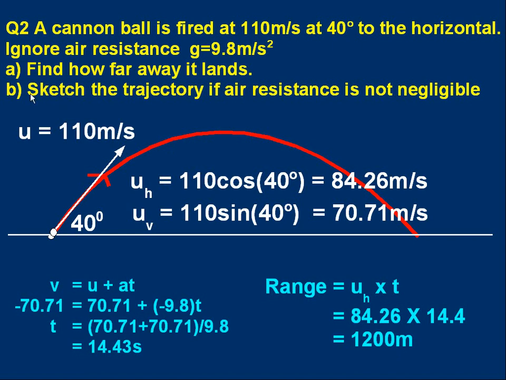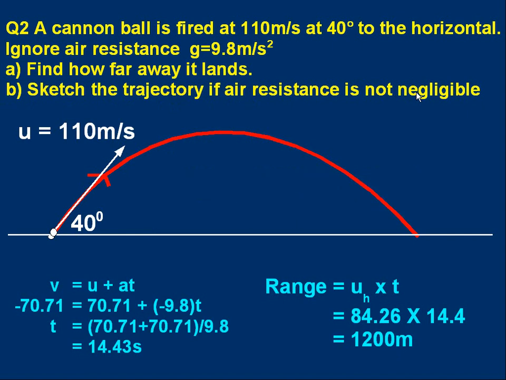Sketch the trajectory if air resistance is not negligible. What did you do? Let's remove that to make it clearer. If there's some air resistance, it will affect the trajectory. Something like this, perhaps. The purple line.